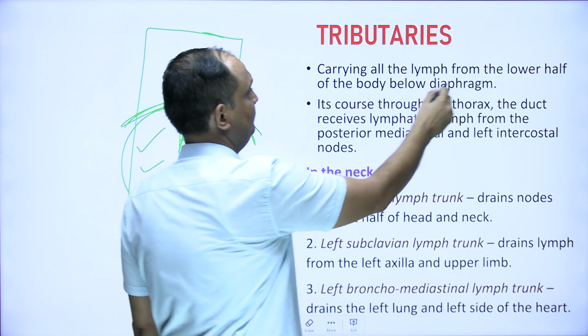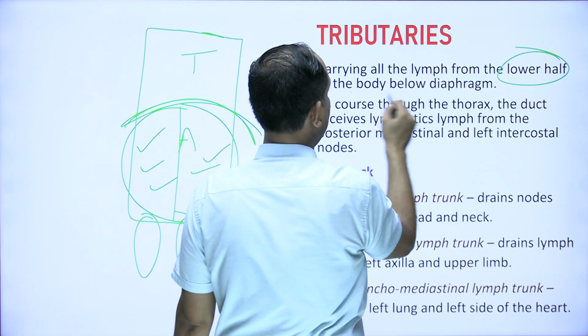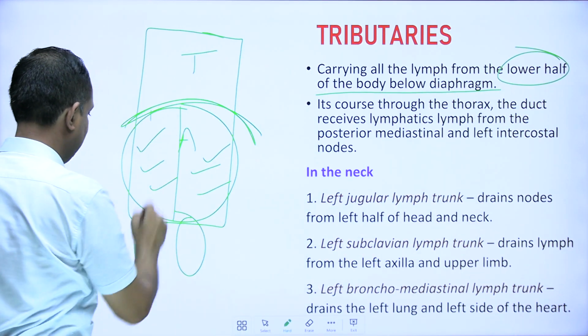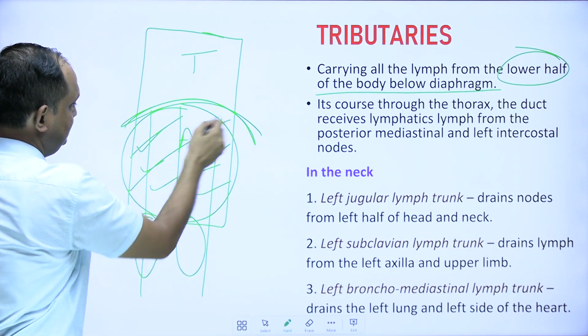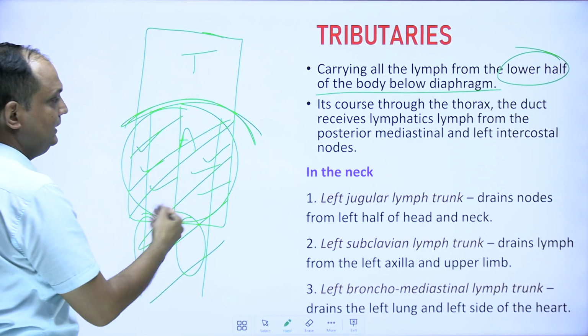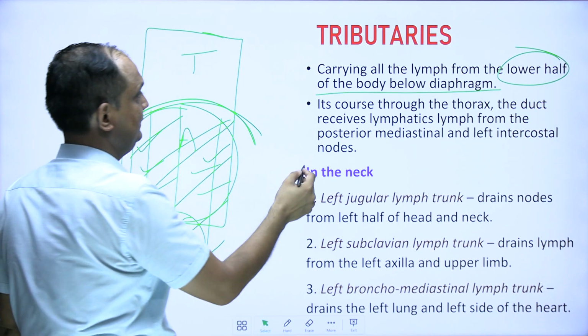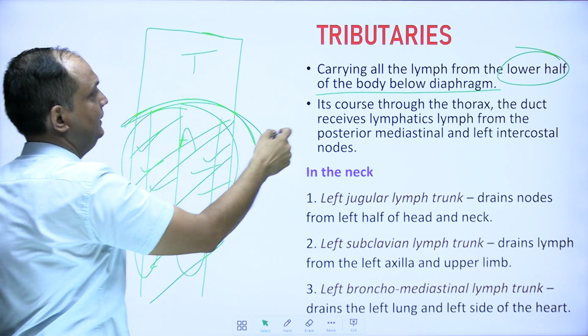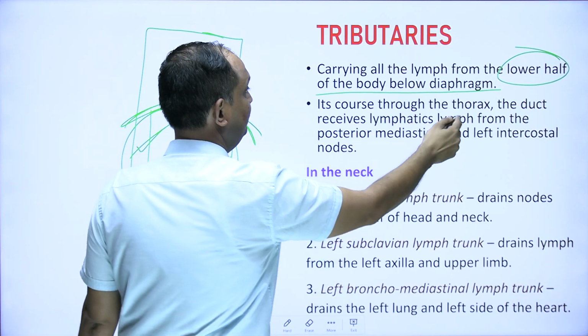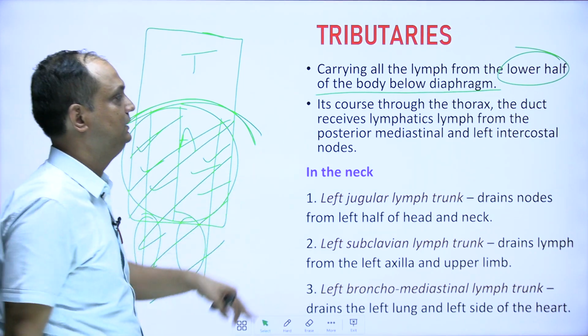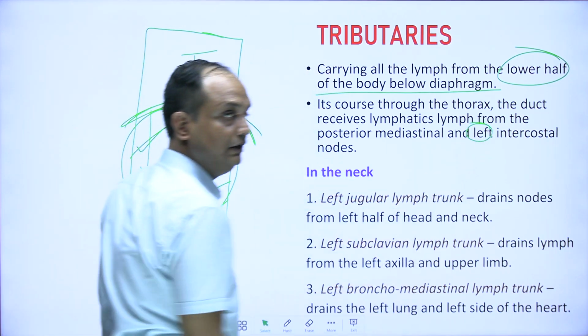So, it carries the lymph from the lower half of the body below the diaphragm. Below the diaphragm, this whole area is drained by the thoracic duct, either right or left. But if you see the upper part, it courses through the thorax and the duct receives lymphatics from the posterior mediastinal and left intercostal nodes.